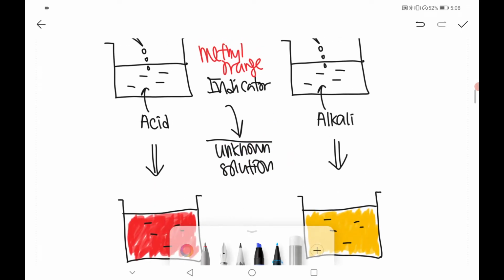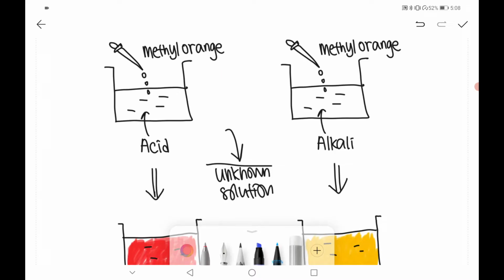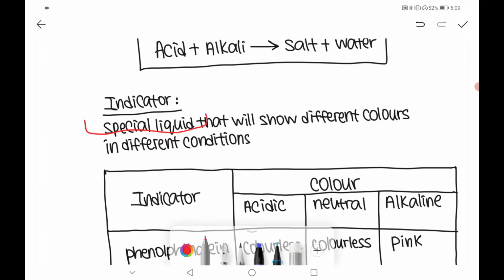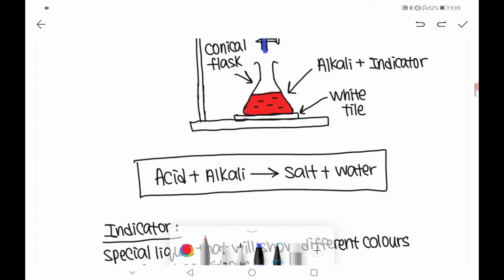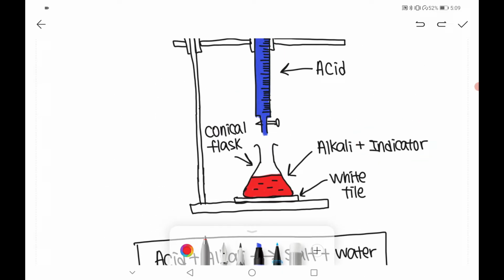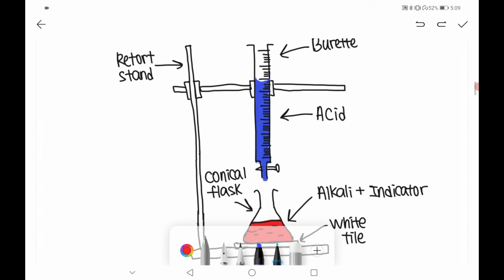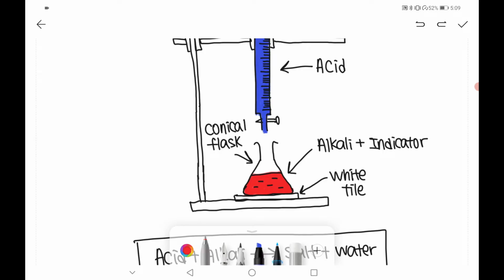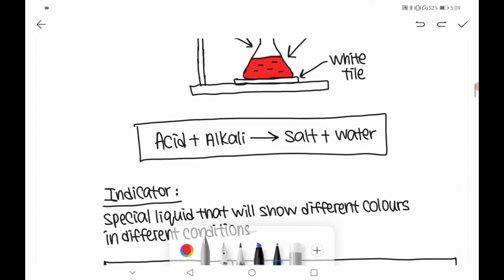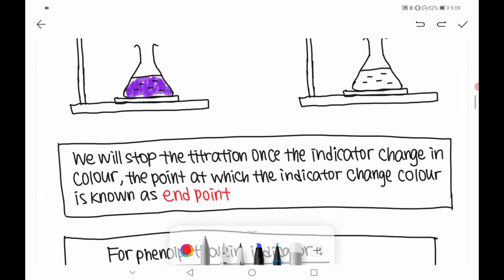So this is why we need to use indicator. Indicator can tell us whether the solution is acidic, alkali or neutral by showing us different colors. Indicator is a very special liquid. It can give us different colors in different conditions. So that's why we need to put indicator here. Why do we need to put indicator in this titration experiment? Because of this.